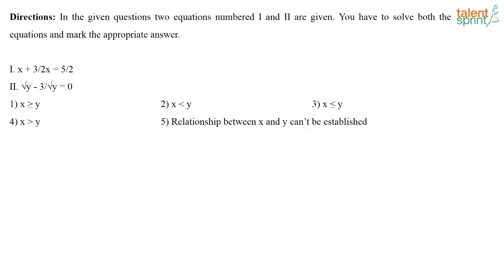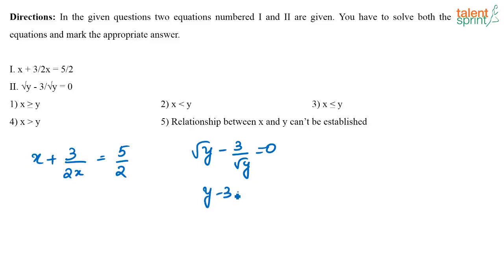Next, all those of you who are new to the session, please go back and refer to this sign table method in the additional example. See additional example 4. Try this one and give me the answer. See what's given here: x plus 3 by 2x is equal to 5 by 2. That is one equation. And then you have root y minus 3 by root y is equal to 0. This one is very easy, right? You take this root y up, multiply, and you will get y minus 3 is equal to 0, or y is equal to 3.